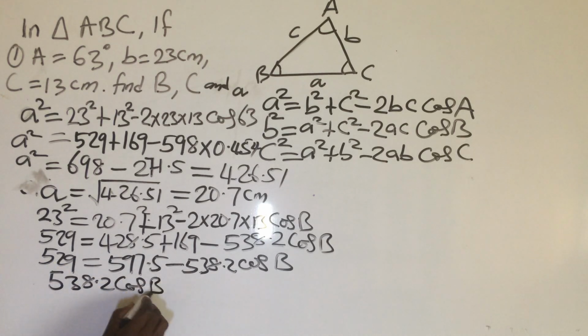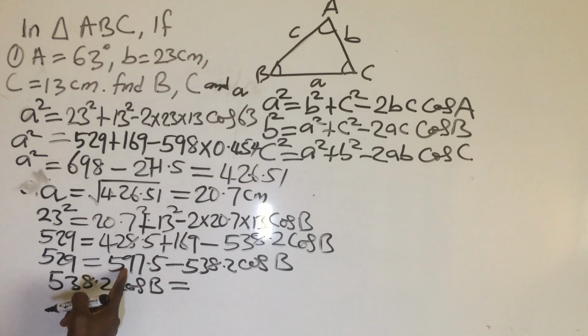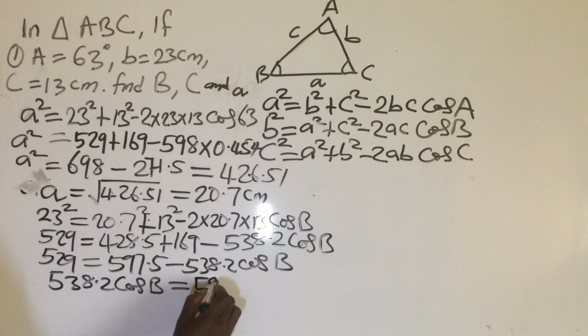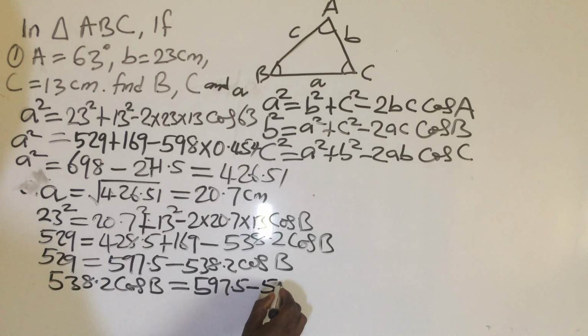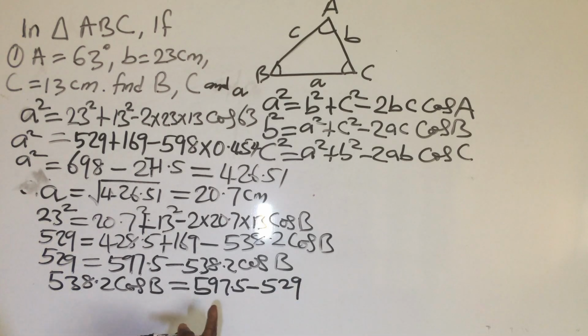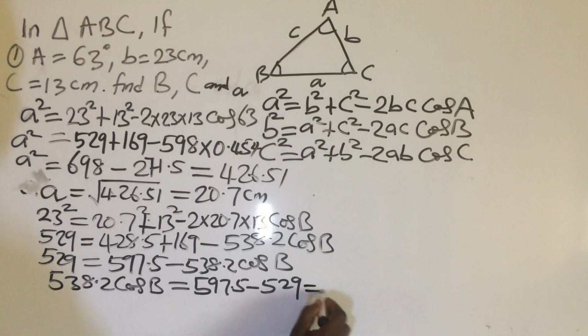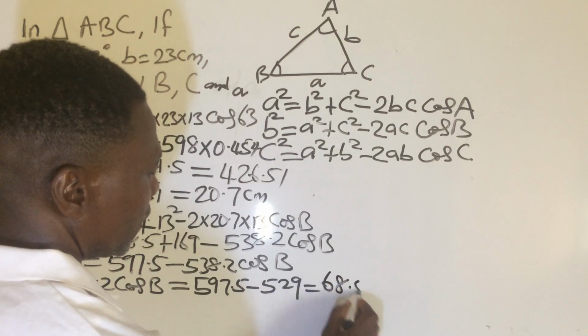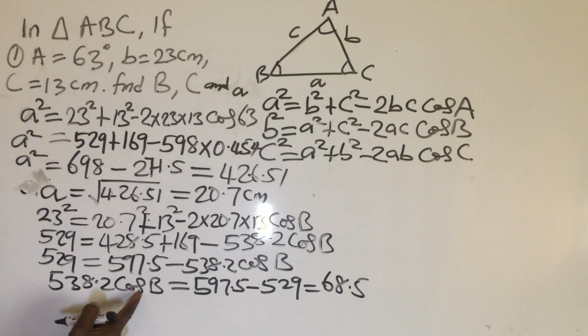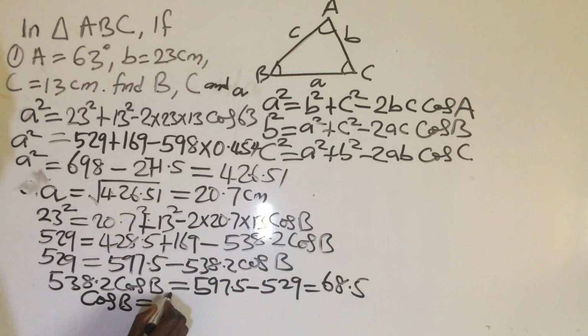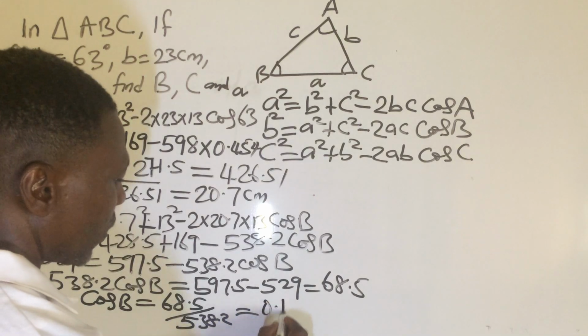We now have 538.2 cos B equals, this one is already there, we will not change anything, 597.5. Then this will come now change to minus 529. When we subtract this from this, what will be our answer? 68.5. Now making cos B the subject of formula, we now have 68.5 divided by 538.2 equals 0.13.